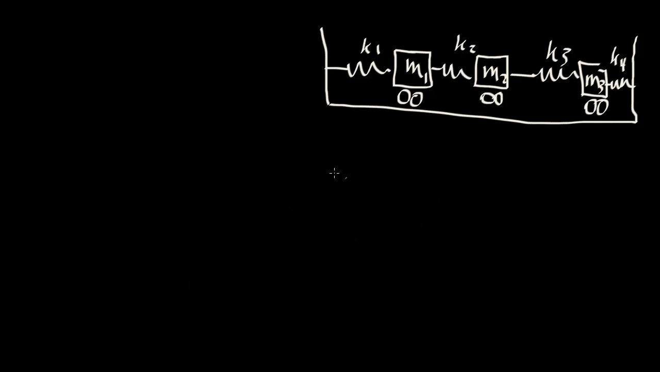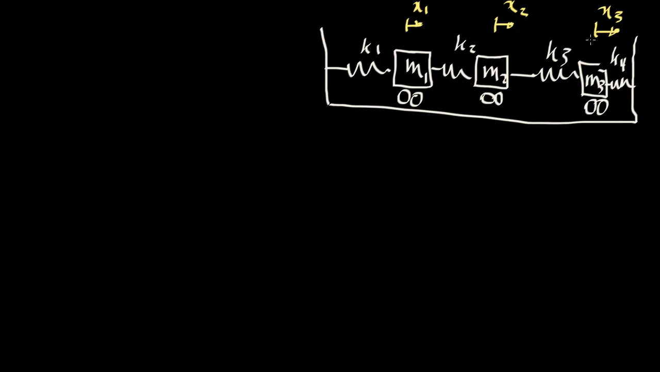So here, because we have the motion in 1D, one dimension, for each particle we have 1 degree of freedom. So this would be, for example, x1, that measures the motion of mass m1. x2 measures the motion of mass m2, and here x3 measures the motion of mass m3.